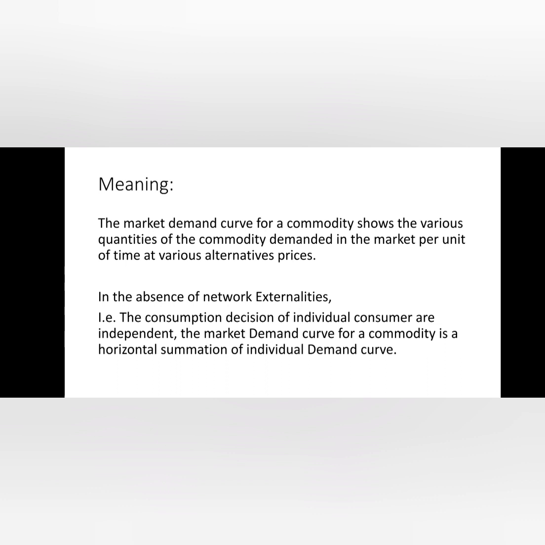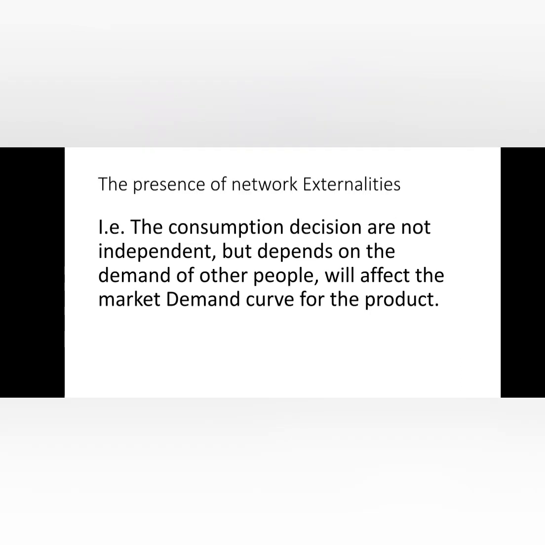So we can see in the next part the presence of network externalities. In this, they are not independent. It depends on the demand of other people, so that it will affect the market demand curve for a product. In the absence of network externalities, there is independence. But in the presence of network externalities, they are not independent. They totally depend on the demand of other people. So what is given here is that in the presence of network externalities, the consumption decisions are not independent but depend on the demand of other people, which will affect the market demand curve for the product.